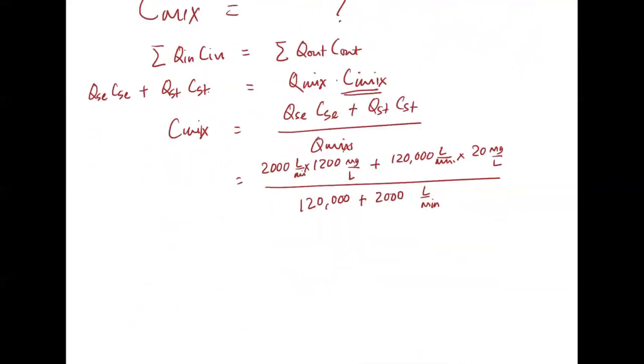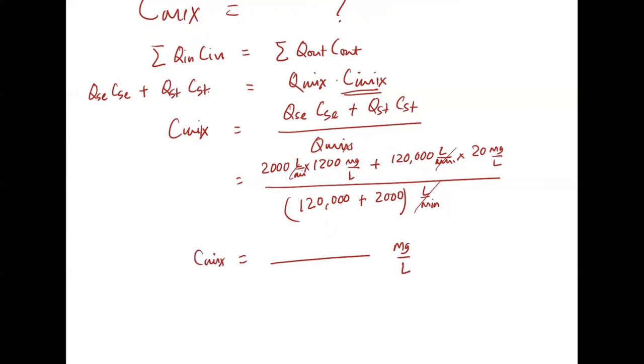Okay, as you see, the liter per minute cancels out, so the concentration of the effluent will be in milligram per liter. So that's it. You can solve it; I don't have to write it out. Even in the exam, if you just write those numbers and say these cancel, the answer would be the number with its unit, which is very important, in milligram per liter.